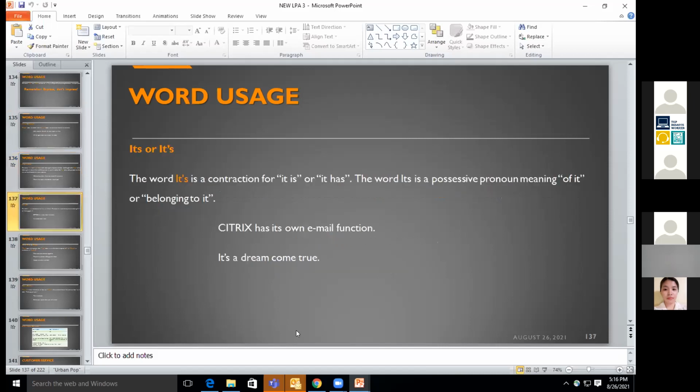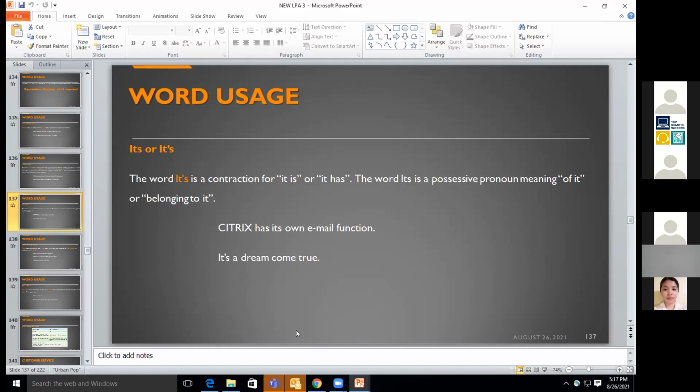Next, it's or its. When writing, there are a lot of mistakes regarding this. When you're talking, you can get away with it. But when you're writing, make sure that it's correct. The word it's is a contraction of it is or it has. The word its is a possessive pronoun meaning of it or belonging to it. Example: Citrix has its own email function.